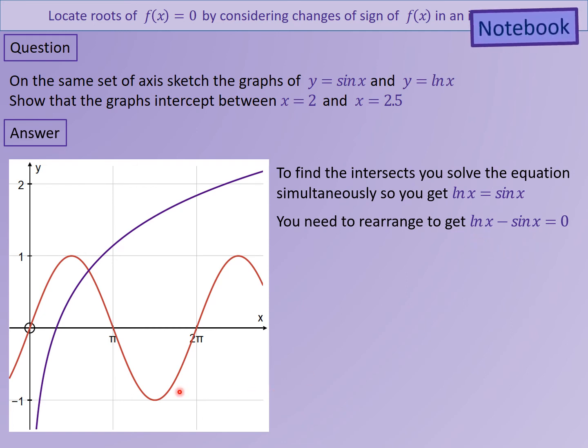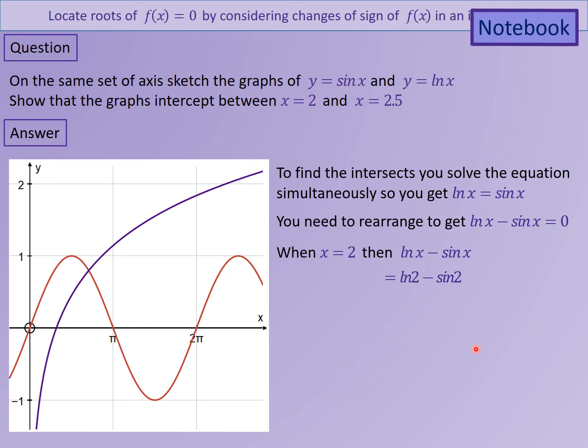I can now get my calculator. I can stick number 2 into both of these, remembering that I'm in radians, not degrees, in case your calculator gets an error or something wrong. So stick number 2 into it, stick 2.5 into it, and hopefully we get a change in sign. So let's have a look.